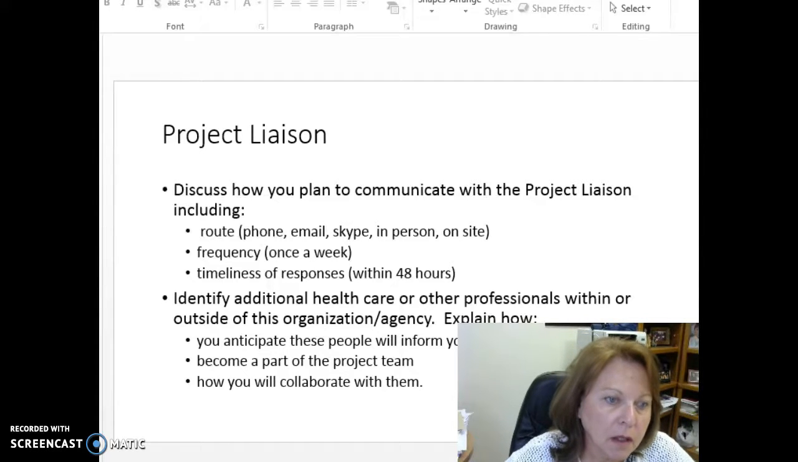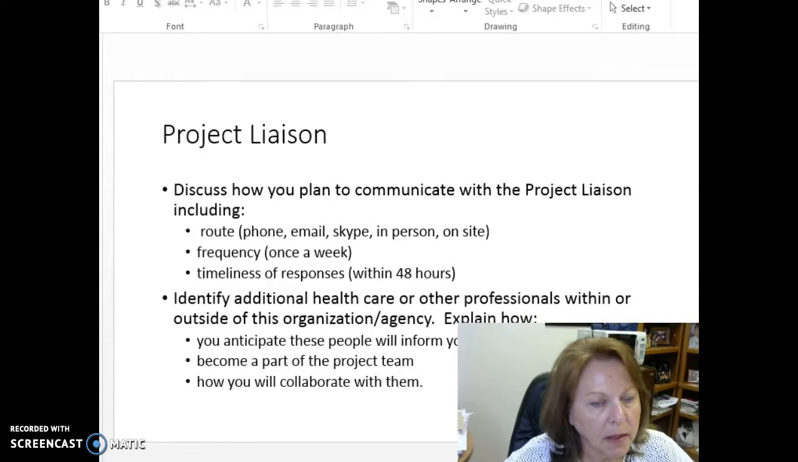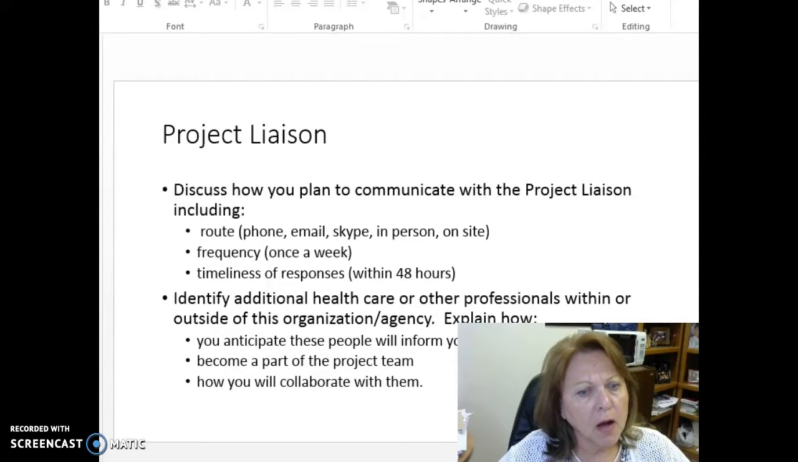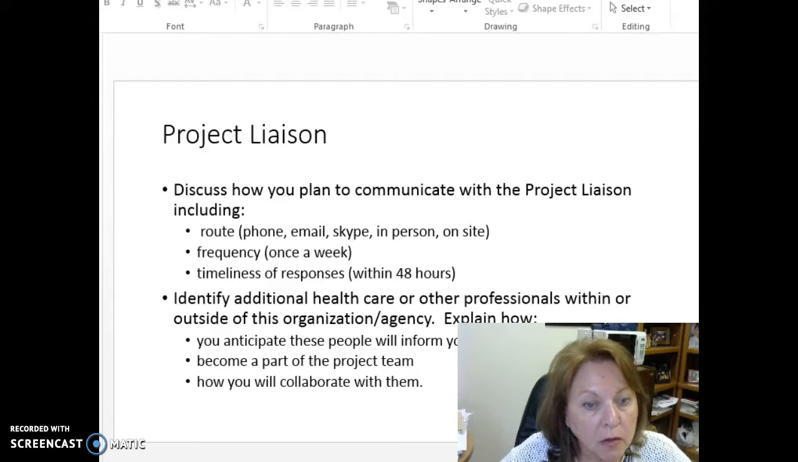And then you're going to talk a little bit about your communication plan. This is so important that you have this conversation with your project liaison up front. Establish the way that you're going to communicate with that person. Is it going to be phone or email? Are you going to schedule time to meet in person? How often are you going to talk and touch base? And when can you expect a response from your project liaison? And if they email or call you, when can they expect a response from you?